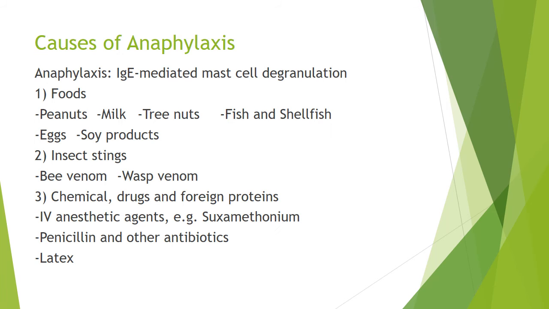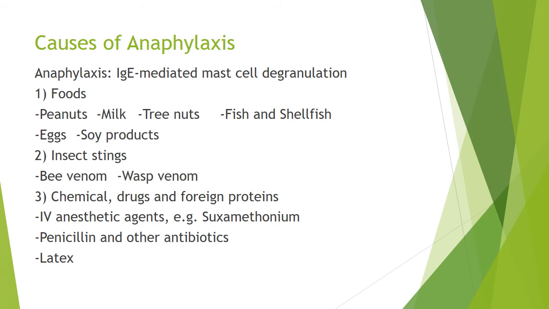So these differential diagnoses should always be kept in mind when you see a patient suspected of anaphylaxis. And what are the causes of anaphylaxis? It could be anaphylaxis, which follows the previously mentioned pathophysiology, that is IgE mediated mast cell degranulation, or it could be an anaphylactoid reaction without any IgE mediated reaction. The cause can be foods like peanuts, milk, tree nuts, fish, shellfish, eggs, and soy products. Mostly protein-rich foods are responsible.